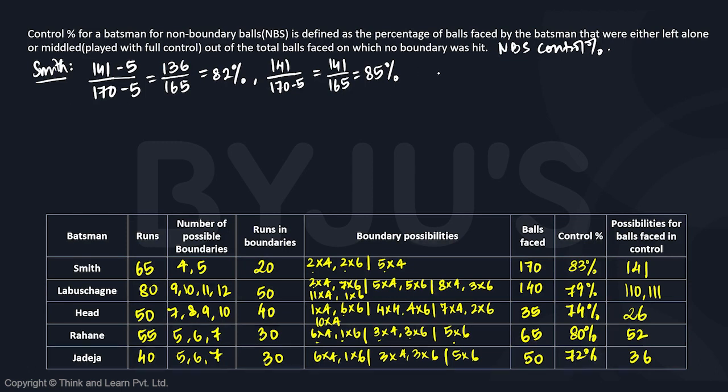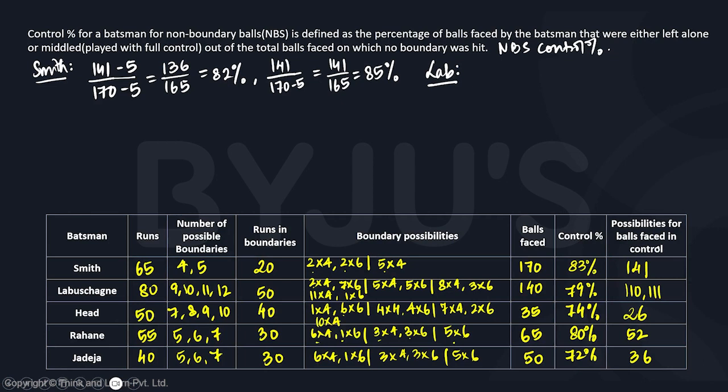Now, if we talk about Lab now, similarly, he has faced either 110 or 111 balls, right? Out of a total of 140, which he was in control. Out of these 110 or 111 balls, the maximum number of boundaries he can hit is 12. If all the 12 boundaries came from these 110 or 111 balls, that is one scenario, and maybe these 12 boundaries did not come from any of these. Same is true for 11 boundaries or 10.